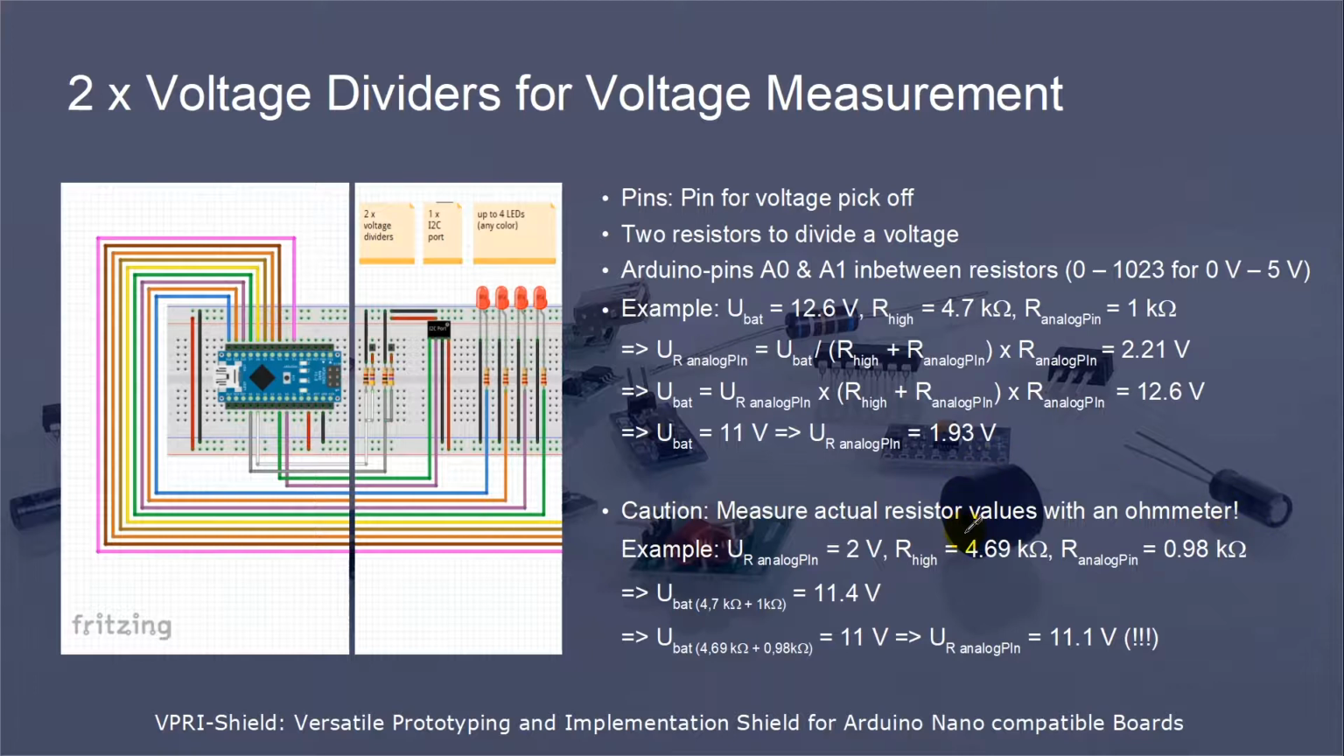Have a look at the following example. If the real resistor value of our higher resistor is not 4.7 kilo-ohms but 4.69 kilo-ohms, and the real value of the smaller resistor is not 1 kilo-ohm but 0.98 kilo-ohms, then there is a difference of 0.3 volts of the calculated battery voltage. So for the battery voltage calculation, always use the values of the resistors which you have measured with an ohm meter.